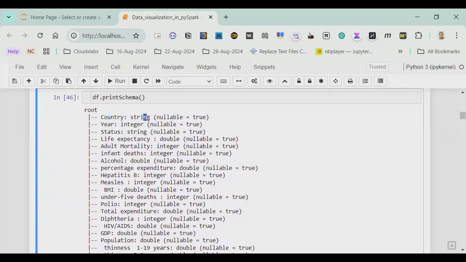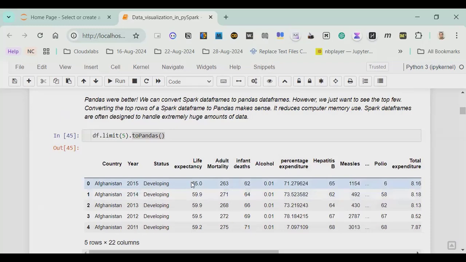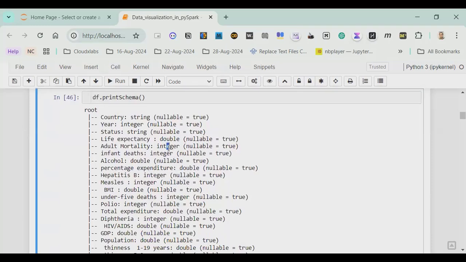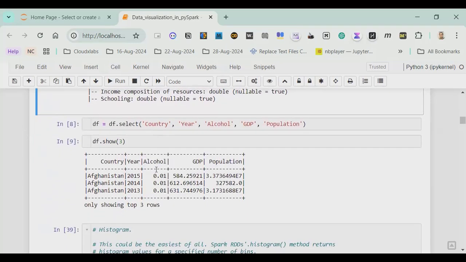Now obviously country is a string, we know it. Year is an integer because years are mostly 2000 to 2015 we have taken, right? 15 years of data. So an integer kind of number. Status is a string, like developed or developing and those things, strings. Life expectancy is a double because it's not an integer. If you look here, I mean 0.0, 0.9, it's nothing but a double. The integer goes on like that. You can see these are the values.